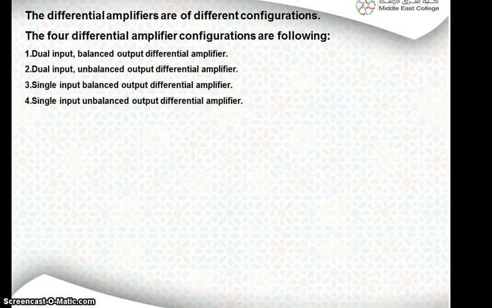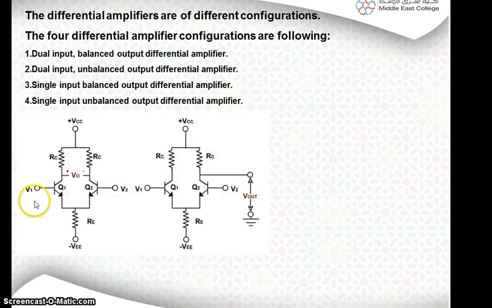Now comes the classification of differential amplifiers. Basically, a differential amplifier can be used in any of the following configurations. The four configurations shown here are: dual input balanced output, dual input unbalanced output, single input balanced output, and single input unbalanced output. The first case, dual input balanced output. You can see that here is one input, and here is one input. Both inputs V1 and V2 are present. So it is dual input.